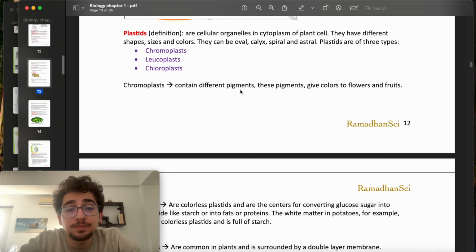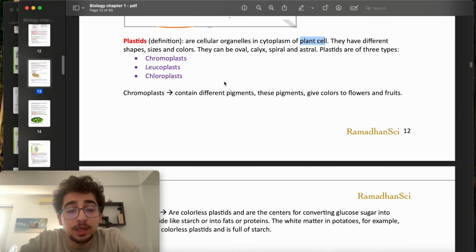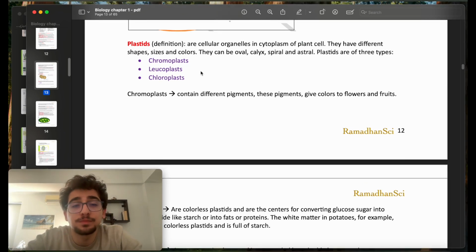The plastids are found only in plant cells, so they are not in animal cells. If you want to compare the animal cell with the plant cell, you will write down that the plastids are found in plant cells but not in animal cells. We have three types of plastids: the chromoplast, the leucoplast, and the chloroplast.